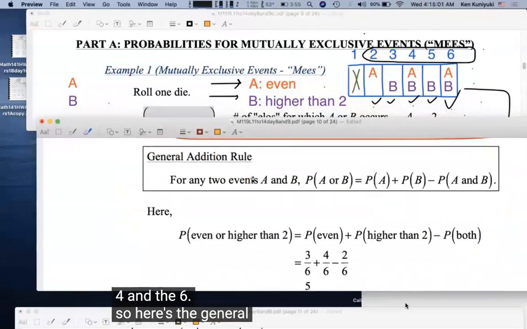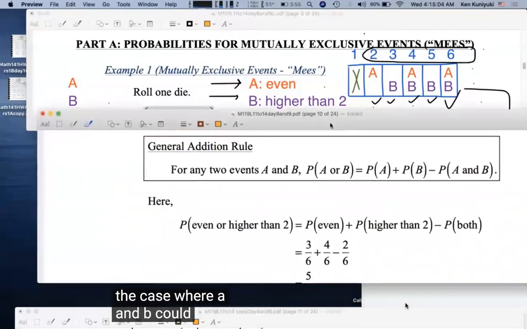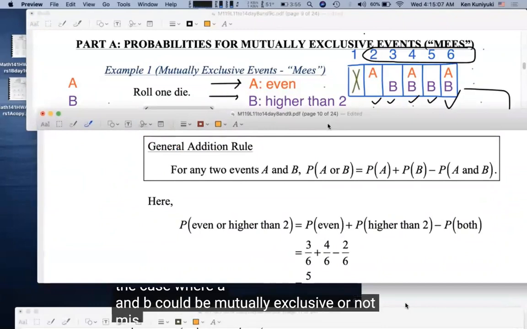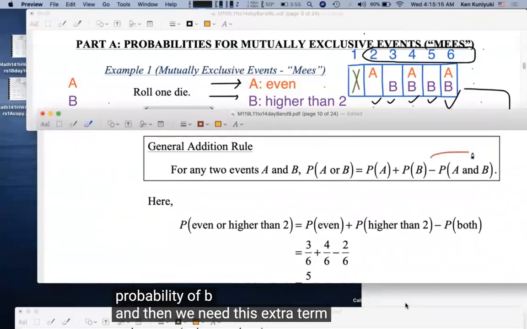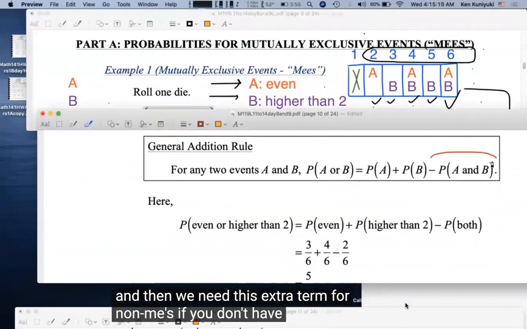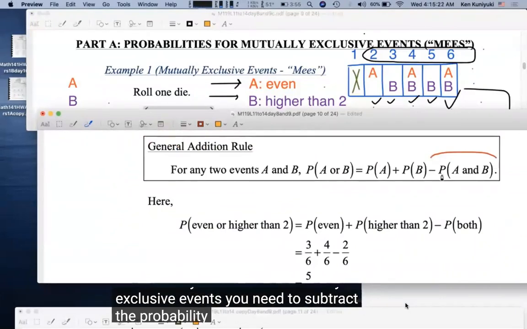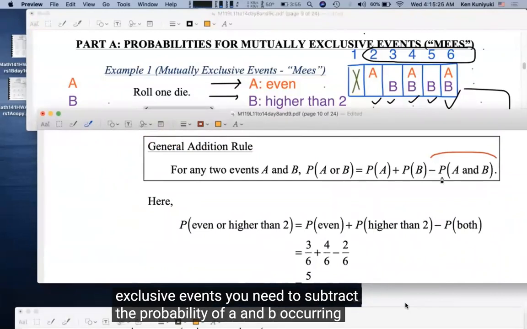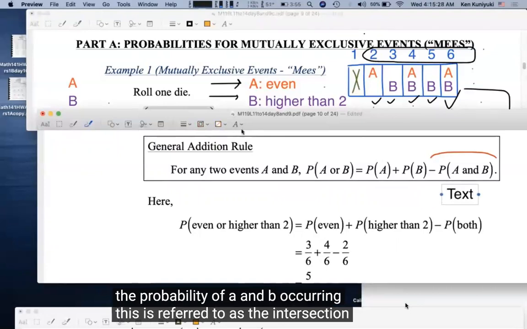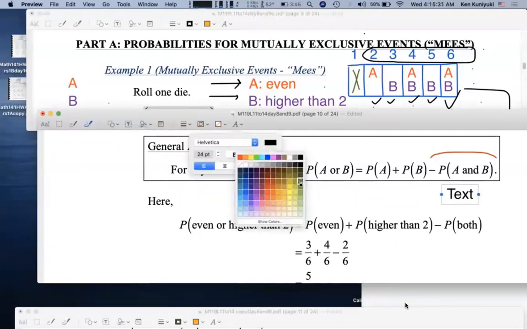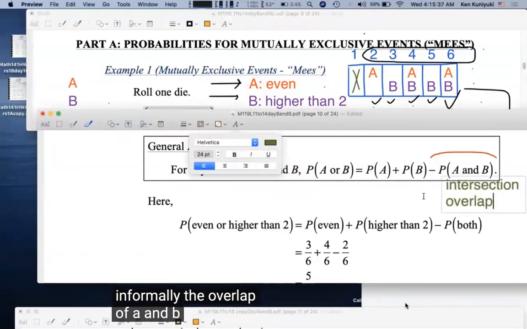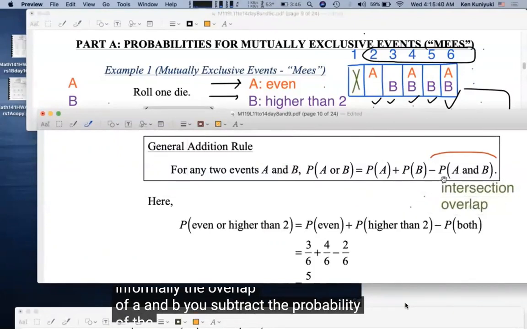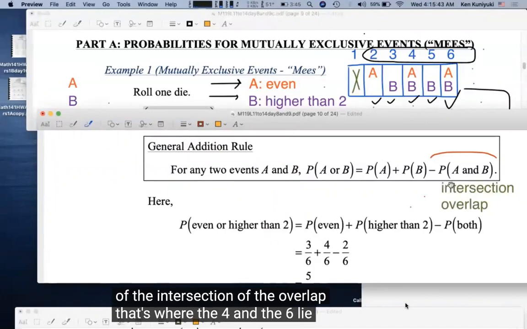So here's the general addition rule. In the case where A and B could be mutually exclusive or not, the probability of A or B equals the probability of A plus the probability of B, and then we need this extra term for non-mutually exclusive events. If you don't have mutually exclusive events, you need to subtract the probability of A and B occurring. This is referred to as the intersection of A and B, or more informally, the overlap of A and B. You subtract the probability of the intersection, the overlap. That's where the 4 and the 6 lie.